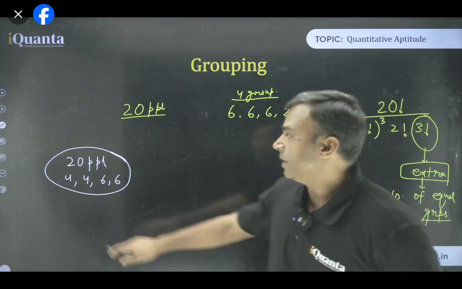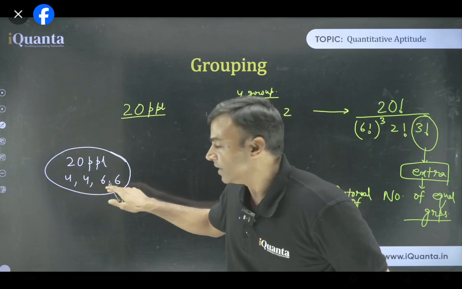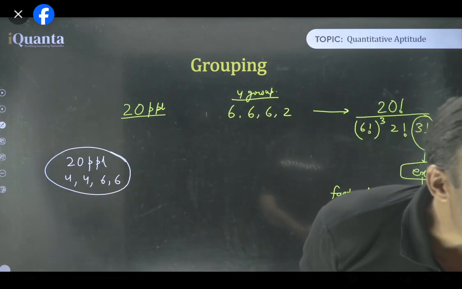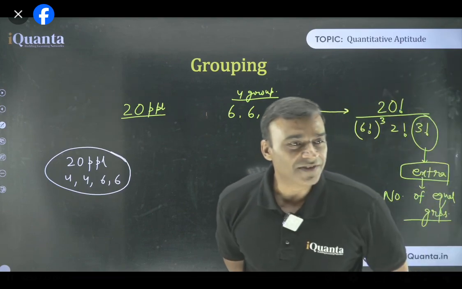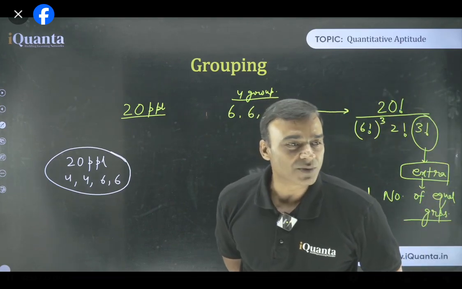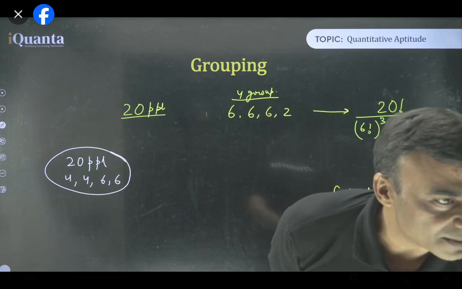Absolutely. Preeti, for example, here 4 and 4 are similar, same number, same size. 6 and 6 are the same size. Fantastic. You have to ask yourself, how many groups are of the same size? This is what you have to ask yourself. There are 2 groups of the same size, and 2 groups of the same size.